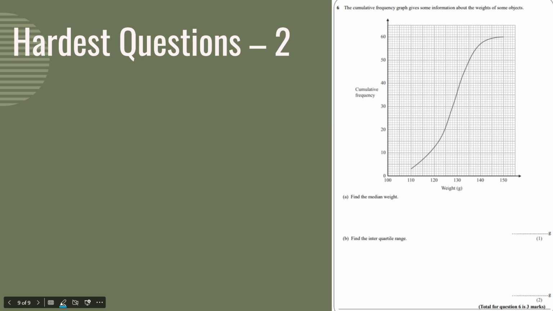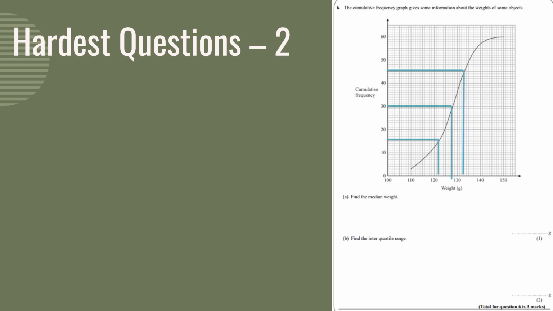Here is another exam question for you to have a go at. Have a go, pause the video, and unpause when you've done. So, the cumulative frequency graph gives some information about the weights of some objects. Part A, you were asked to find the median weight, and Part B, you were asked to find the interquartile range.